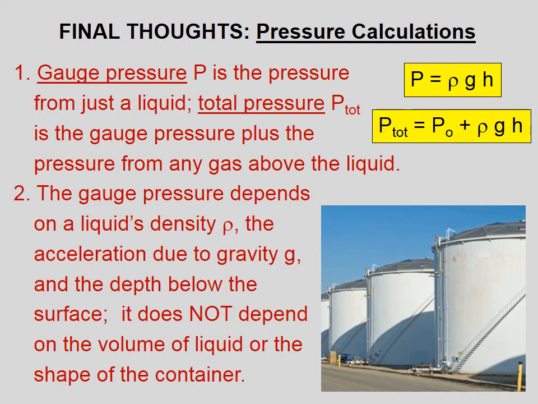Let's summarize. The gauge pressure P is the pressure from just a liquid, and that's found using this equation in yellow on the right, rho GH. The total pressure is the gauge pressure plus the pressure from any gas above the liquid, and that's this equation, P naught plus rho GH. The gauge pressure depends on a liquid's density, rho, the acceleration due to gravity, g, and the depth below the surface. It does not depend on the volume of the liquid or the shape of the container.